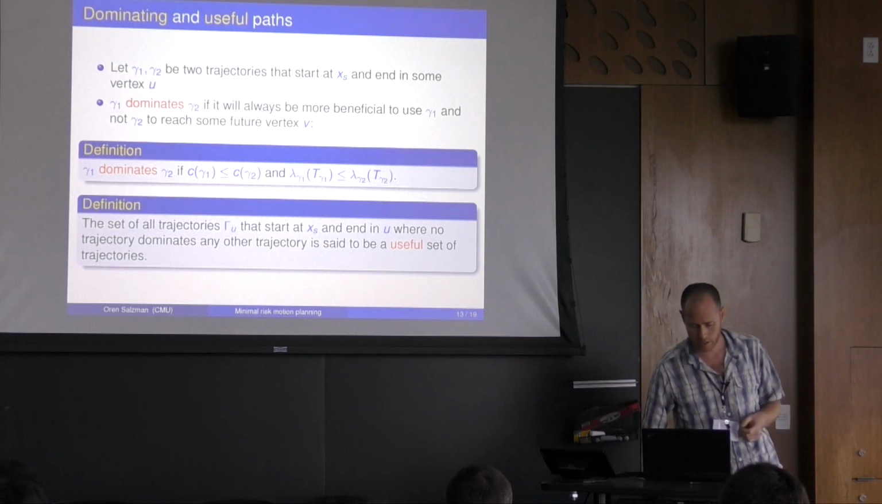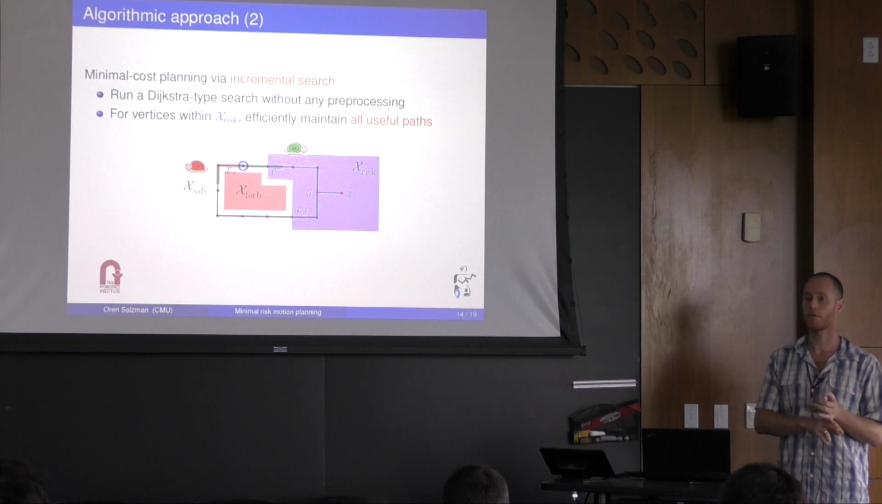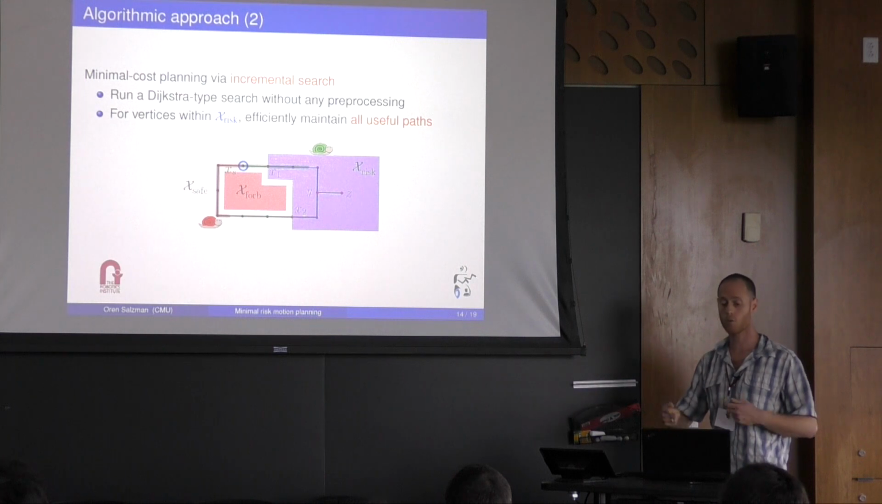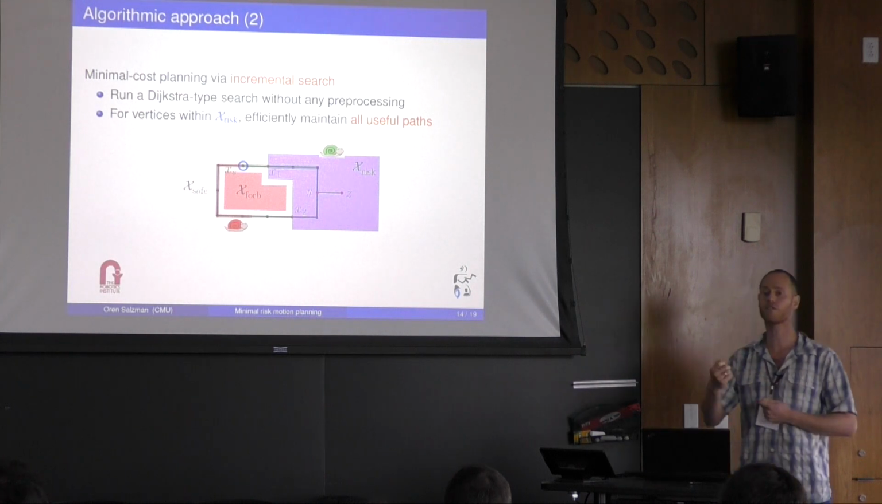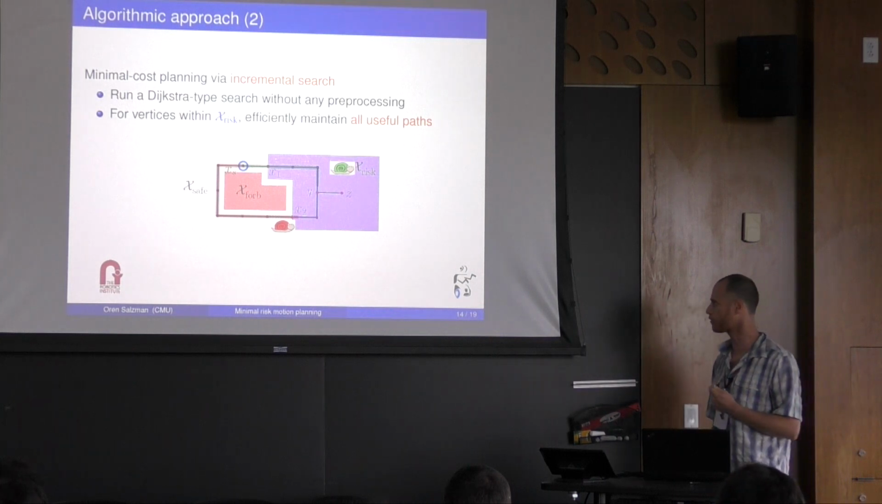Now I'm not going to go into the details, but using the notion of domination and useful set, we can have a Dijkstra-type algorithm which is incremental, and on the fly we maintain basically which snails are relevant at each point of time.